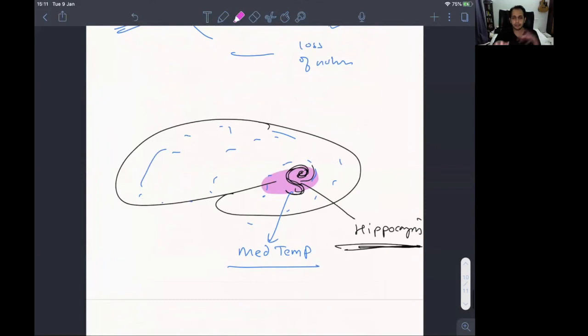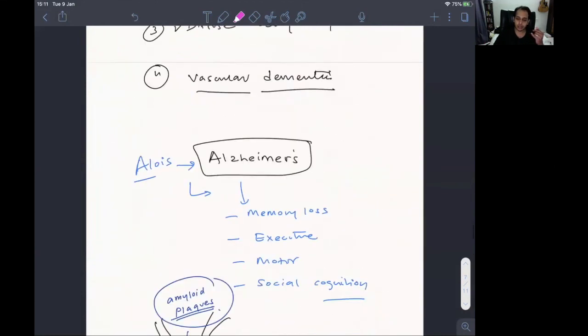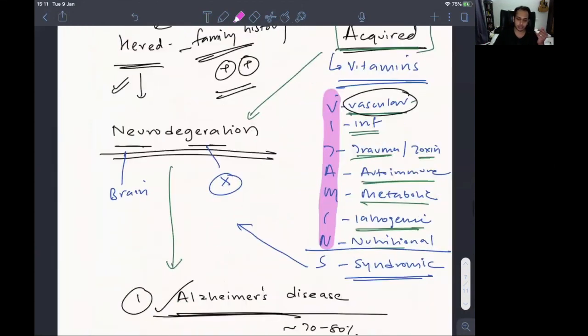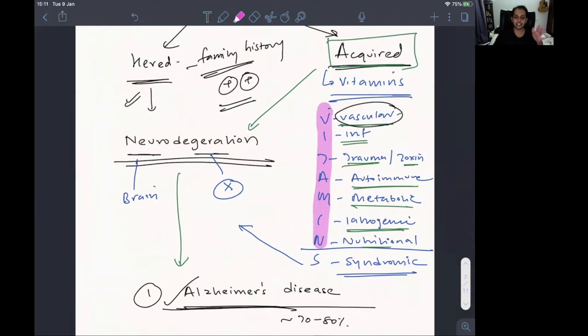Now, that should be enough for you to know how to approach a case. The rest of it you can read. You can read about what all the investigations are. Basically, you need to rule out all your acquired causes. So the purpose of investigation is to rule out any treatable cause. So it is very important to rule out any treatable cause.